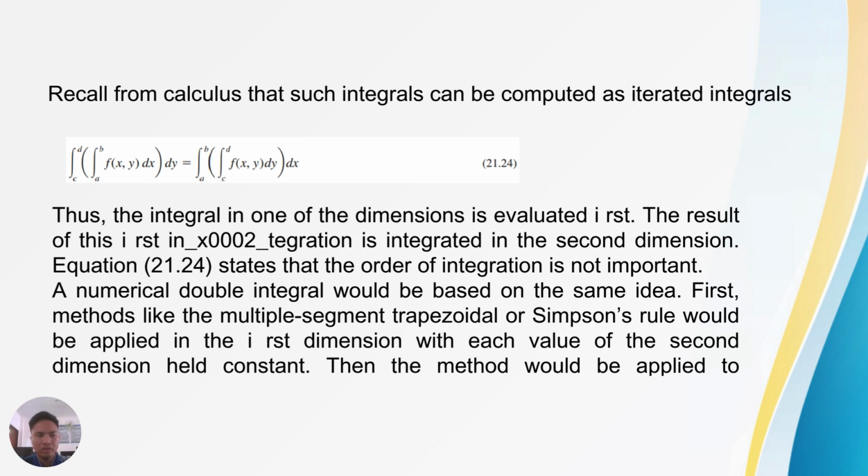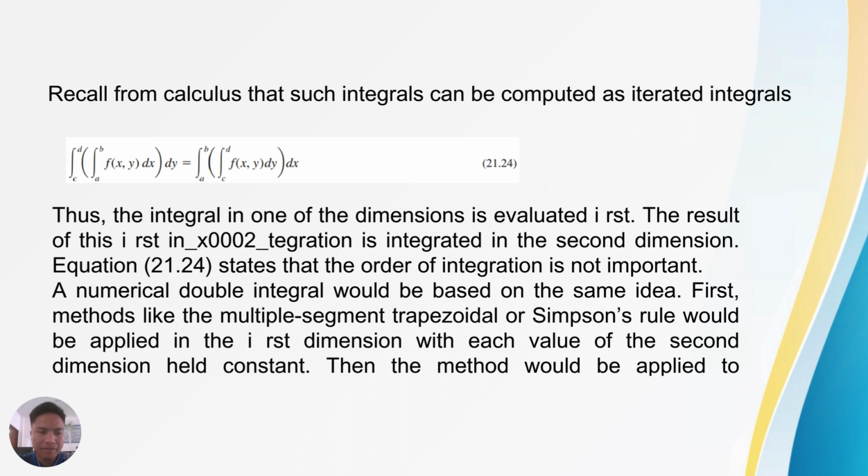So we can recall from our calculus that such integrals can be computed as iterated integrals. Thus, the integral in one of the dimensions is evaluated first, and the result of the first integration is integrated in the second dimension. It states that the order of integration is not important. A numerical double integral would be based on the same idea.